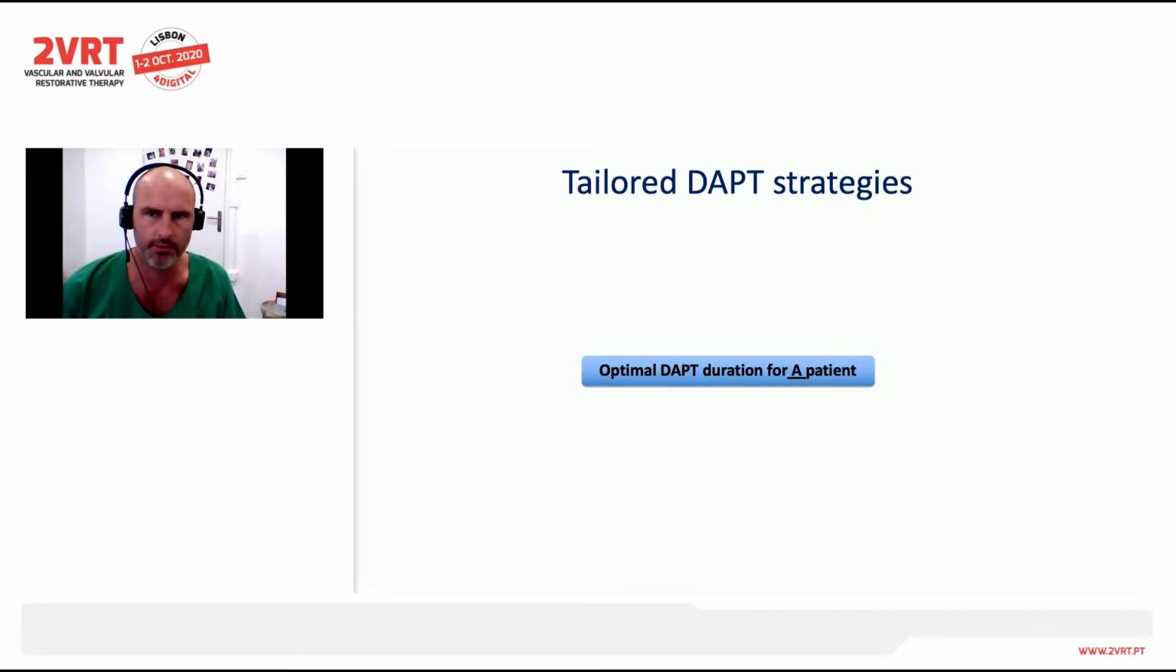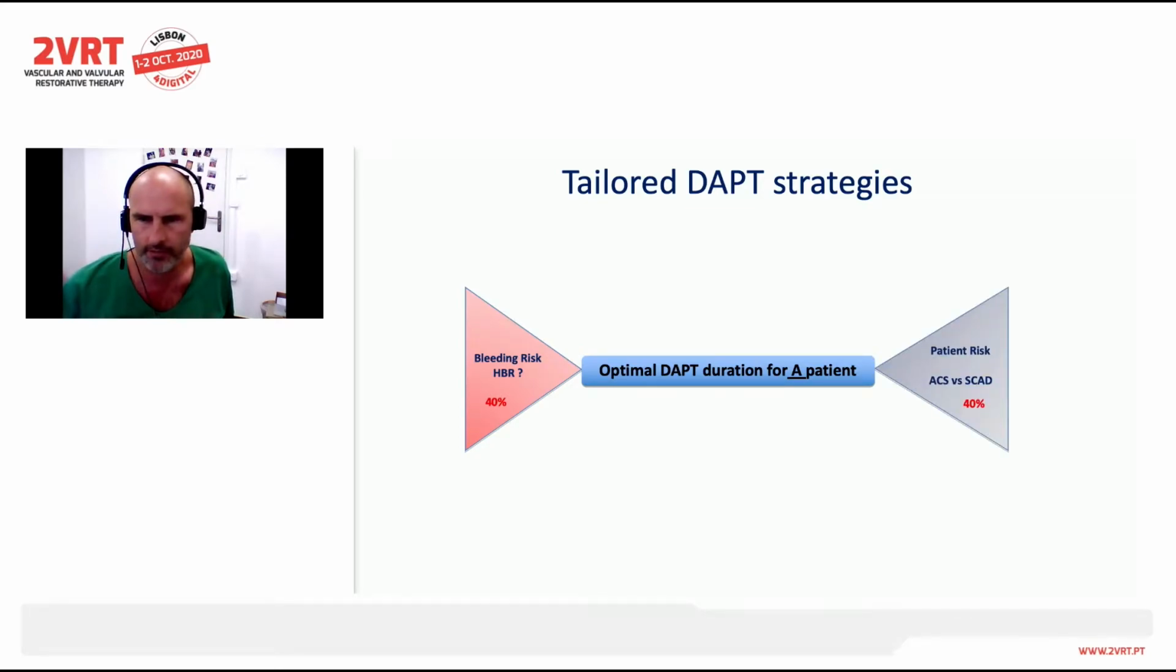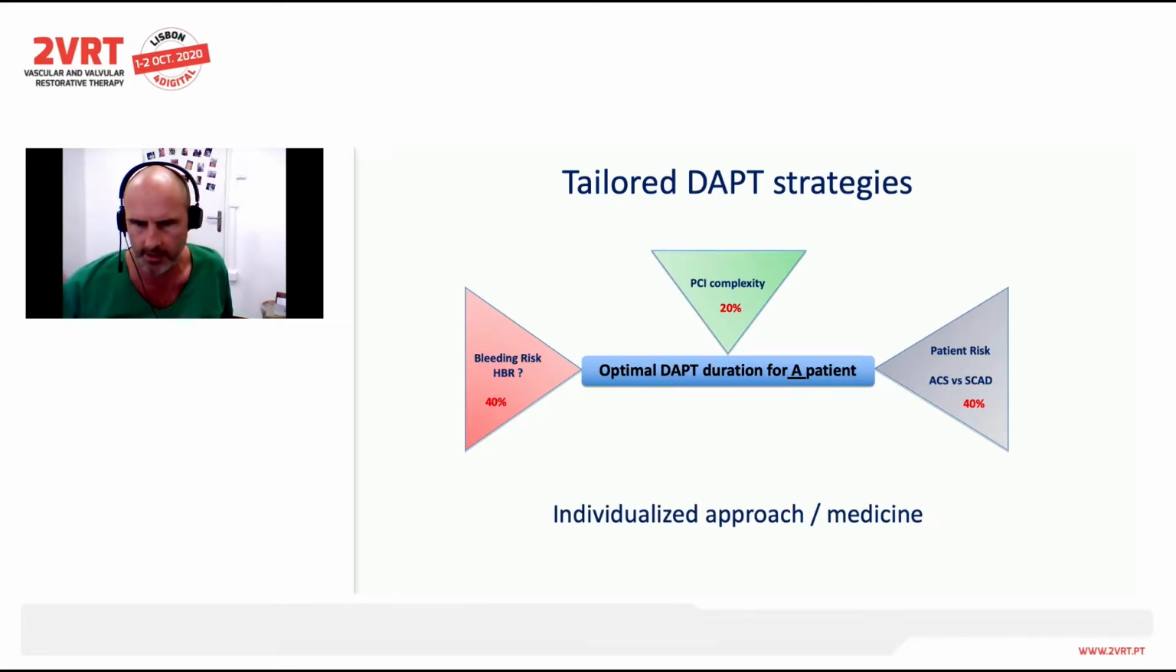Maybe one of the most important messages from the recent studies is that we have to tailor and to find the optimal DAPT for one single patient. We have to look at the bleeding risk of the patient. We also have to look at the ischemic risk of the patient. And finally, we have to look at what we are doing in the cath lab, meaning in terms of PCI complexity. Accordingly, we should not use the same DAPT strategy for all patients, but we have to do more and more individualized medicine.